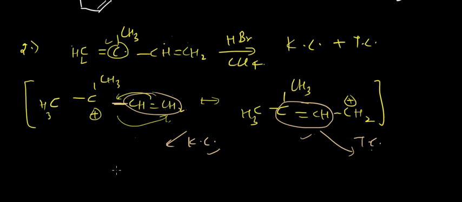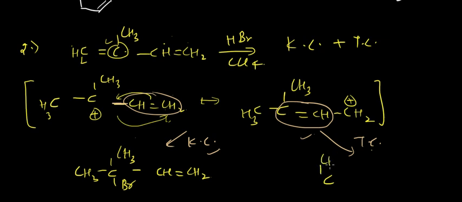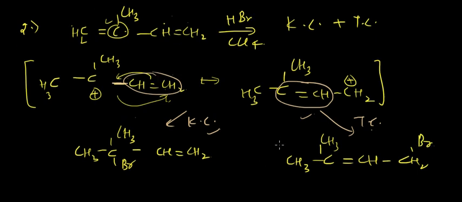So hence we'll be getting something like Br here, CH3 here, something like this product, and this TC product would be this. This would be our TC product.